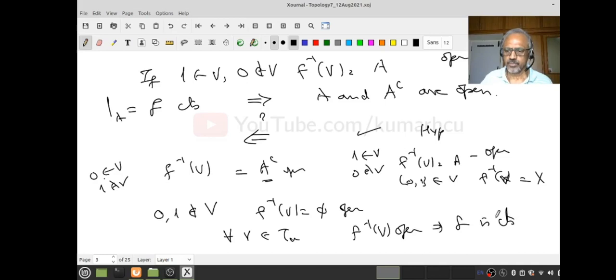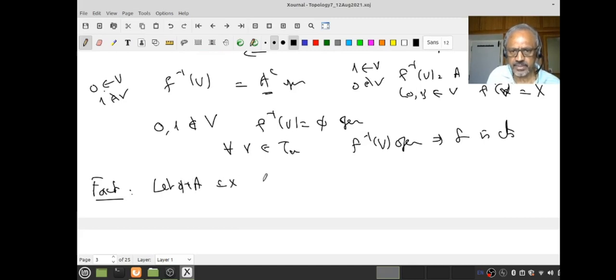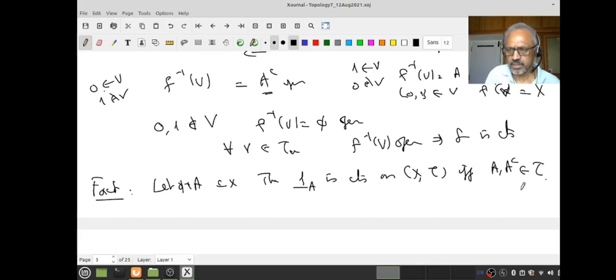So what do you think I have proved? I have proved the following result. Let A, assumed non-empty, be a subset of X. Then the indicator function of A is continuous on (X, tau) if and only if A and A complement are both open in the topology.